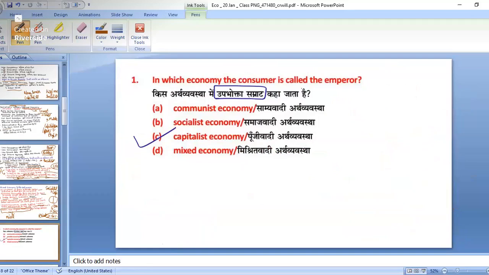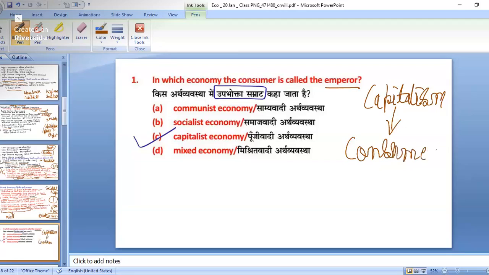In which economy is the consumer called the emperor? Emperor means he is ruling. We studied the capitalist economy, and in the capitalist economy, they see whether the consumer has satisfaction or not, whether the consumer has sovereignty or not. So here the consumer is king. On whichever type they want, they will order. Those things are seen in the capitalist type of economy.